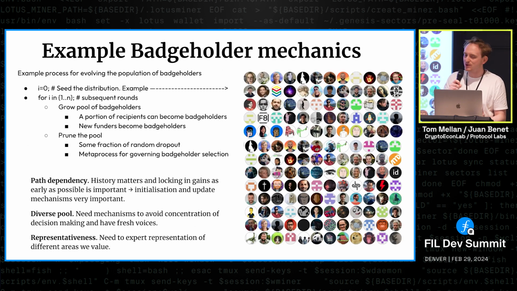So here's one example of potential badge holder mechanics and how it might be set up. A really important thing, we think, is seeding the distribution well. There's probably some path dependence, and if we can start really well, those gains can compound more easily, faster. So this is one way to do it. If you took contributors from Filecoin repos, you'd see some of these faces, and we could sample from these, and that could be the initial distribution of badge holders.